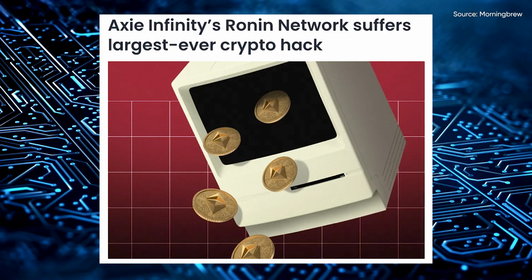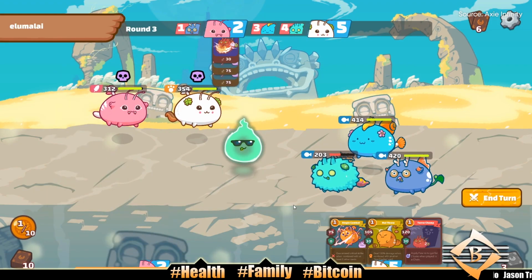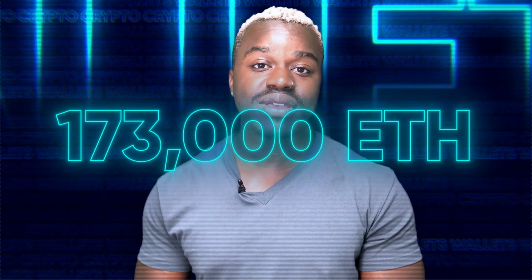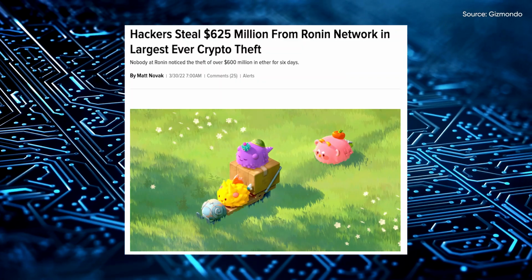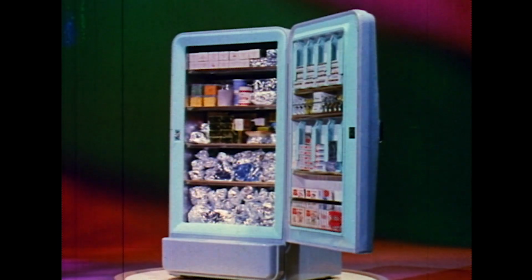And the largest ever recorded crypto hack was a result of compromised private keys that were connected to an online software wallet. And that saw over 173,000 Ethereum and $25.5 million stolen. And that whole hack was equivalent to $600 million. Whoa. Now, the next two wallets fall into the cold storage category and are theoretically inaccessible by third parties and not connected to the internet.